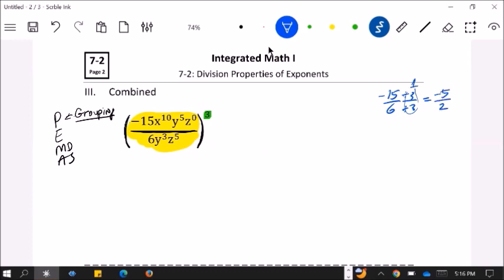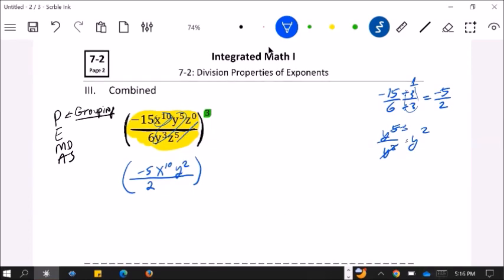And I get a negative 5 over 2. So I'm going to set this up with the parentheses. Here's the negative 5, and here's the 2. When I look at the x to the 10th, there are no other x's, so I'll leave that there. When I look at the y's, I have y to the 5th over y to the 3rd, and these 3 y's cancel out some of those. We'll subtract it to make y squared on top.